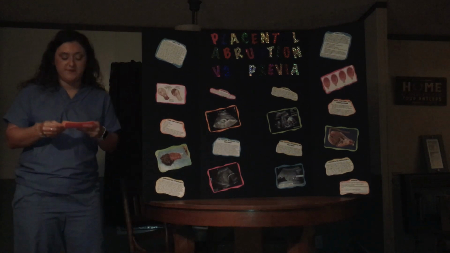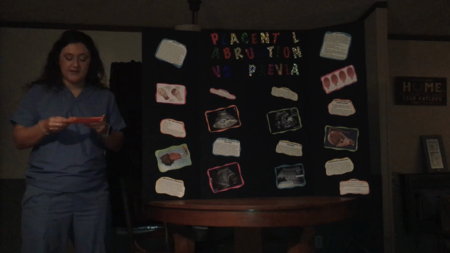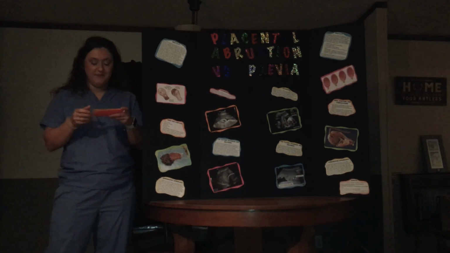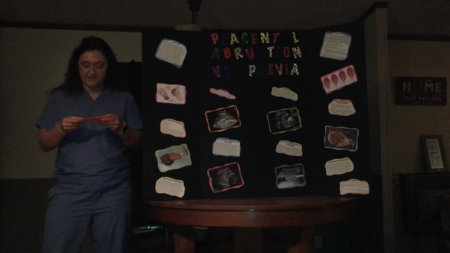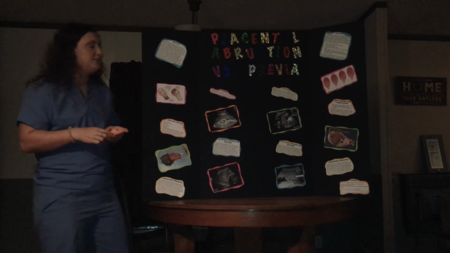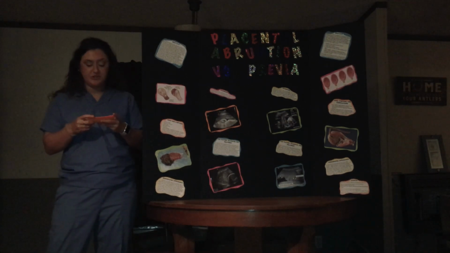There's also vasa previa, which is rare, where the umbilical cord or vessels are presenting, and it is associated with a velamentous insertion or a succenturiate lobe. Signs and symptoms of placenta previa are painless, bright red vaginal bleeding in the third trimester.